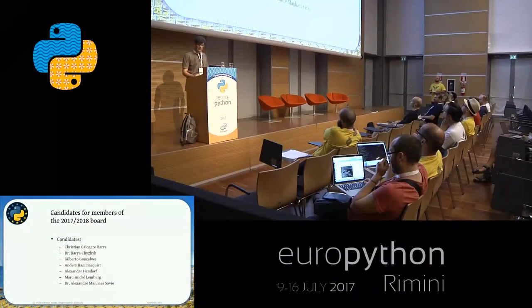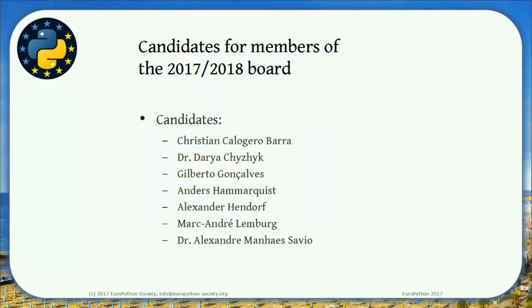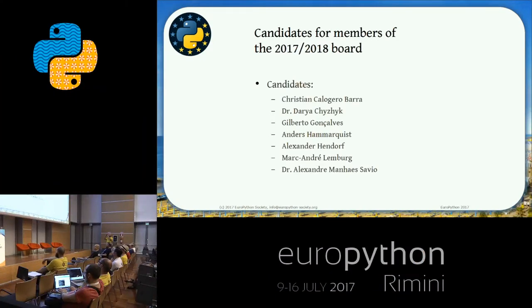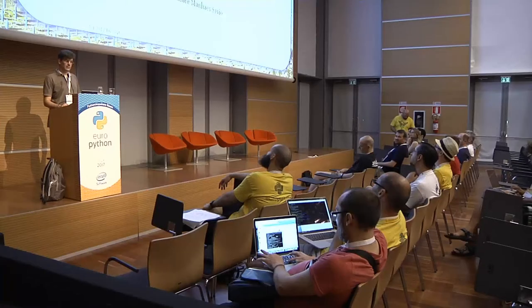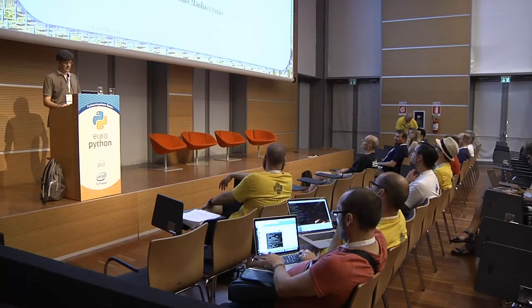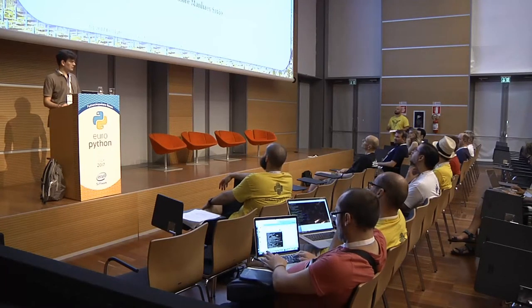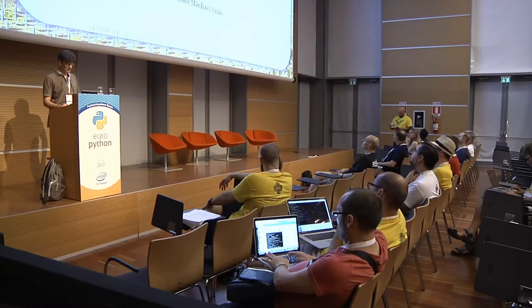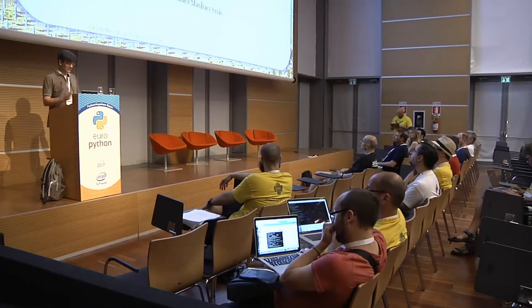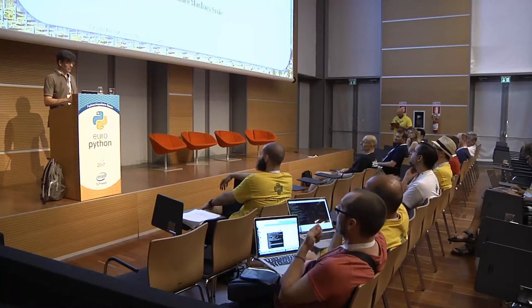Then we have Anders. Anders is not here, unfortunately. Anders would like to run for the board as well, and he manages basically the financial side of things. If he is elected to the board, he would become the treasurer of the EPS. Alexander, you know, myself and Alex Savio cannot be here, but he would still like to help on the board, and he has lots of institutional knowledge and contacts. So the existing board thinks that this new board is a very good board.